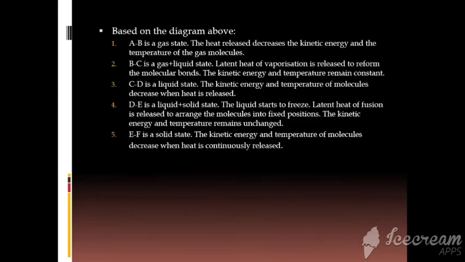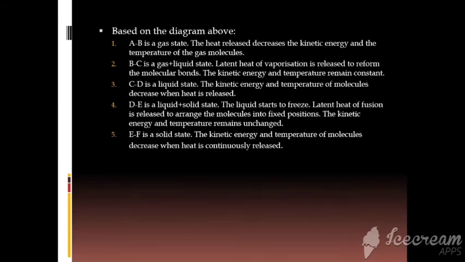Based on the diagram above, A to B is a gas state. The heat released decreases the kinetic energy and the temperature of the gas molecules. B to C is a gas-liquid state. Latent heat of vaporization is released to reform the molecular bonds. The kinetic energy and the temperature remain constant. C to D is a liquid state. The kinetic energy and the temperature of the molecules decrease when the heat is released.